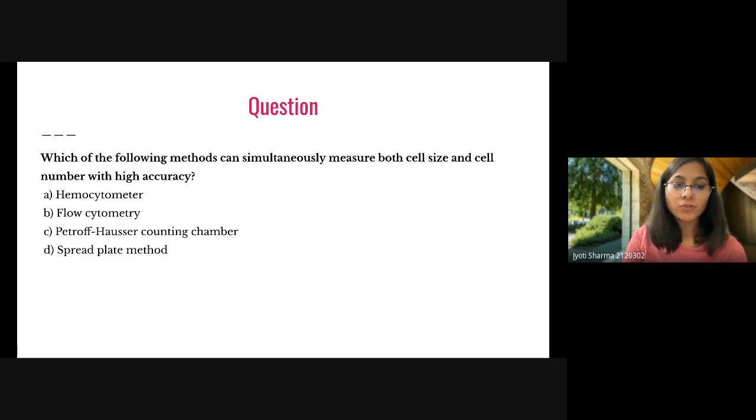So we have four options: hemocytometer, flow cytometer, then Petroff-Hausser counting chamber, and then spread plate method. Someone gave me C as the answer. So let me show you. This is flow cytometry. Note the Petroff-Hausser. Let me explain to you how.